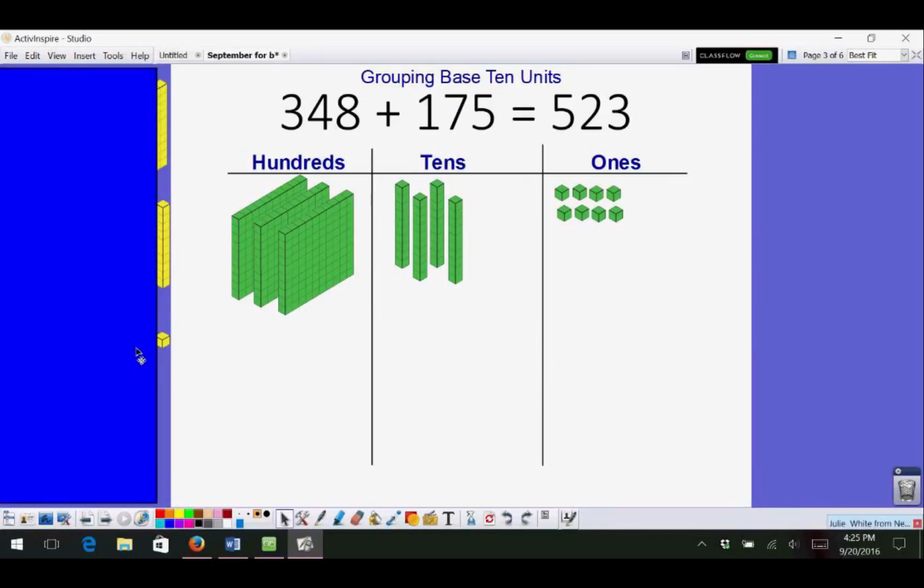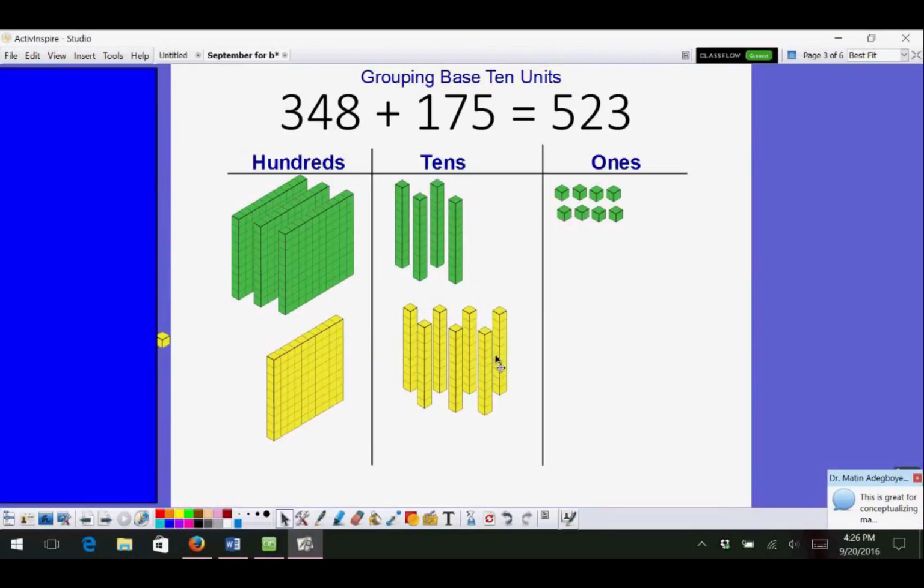So here, same problem. Let's think about it, though, not as counting on, but as grouping our base 10 units, like with like, because this is what's going to get us all the way to the algorithm, all the way to our approach. So I've already built 348. I'm trying to minimize how much you have to see me drag in. And now I'm going to go ahead and build my 175. I can build in any order I want. I tend to build in the same order I read the number.